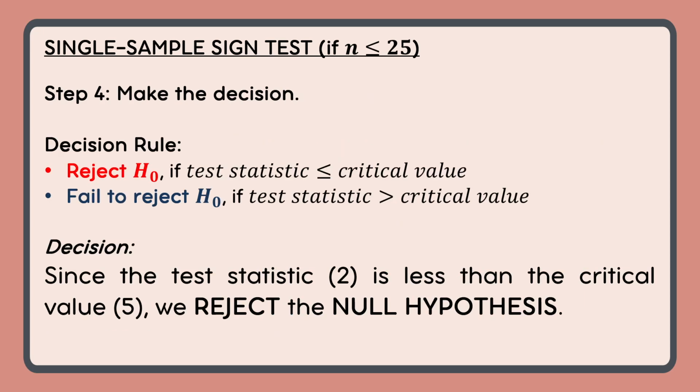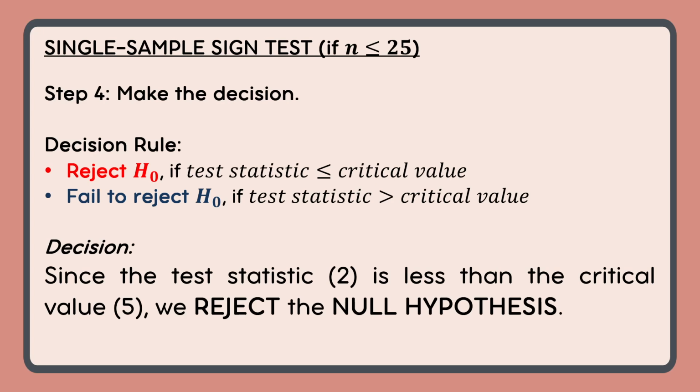For step 4, we are going to make the decision. So the decision rule for the single sample sign test based from the test statistic and the critical value is that we will reject the null hypothesis if the test statistic is less than or equal to the critical value. Otherwise, we will fail to reject the null hypothesis if the test statistic is greater than the critical value.